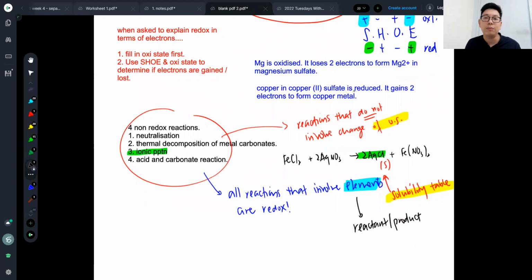Don't have to check, don't have to count, because the element must either gain electrons or lose electrons. If an element is a reactant, it will either gain electrons or lose electrons to react. If an element is formed, it's because it gained electrons or lost electrons during the reaction. Any reaction that involves elements is confirmed redox. Don't have to go and calculate. Cancel it out.